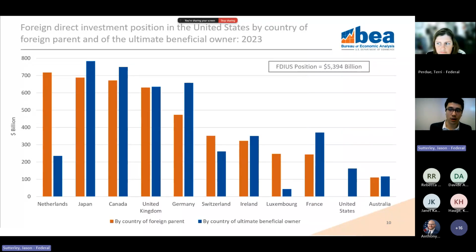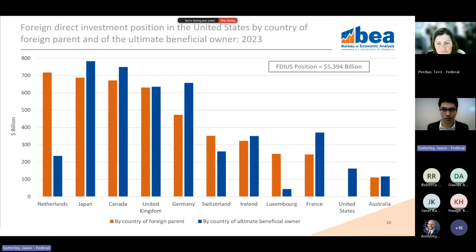So this chart shows the top 10 countries for foreign direct investment in the United States. The orange bar represents the 2023 level of investment by foreign parent, and the blue bar represents where the investments are ultimately coming from, which is what we call the ultimate beneficial owner, or UBO, that Terry mentioned earlier. The foreign direct investment position in the United States for 2023 increased $227 billion to $5.4 trillion. More than half, 59% of the total position, is in the top 5 countries. The top 10 countries account for 83% of the total position.